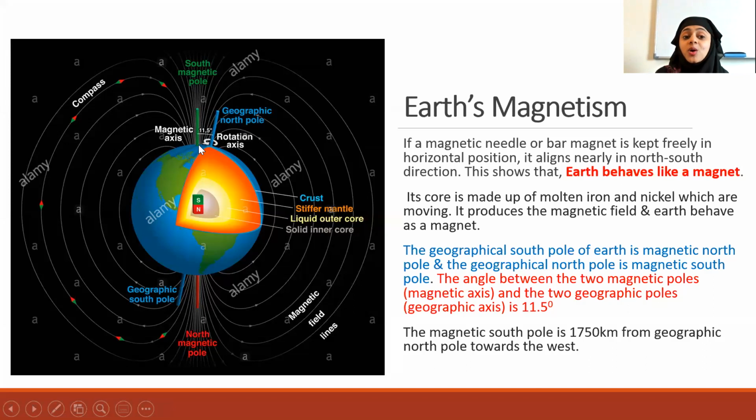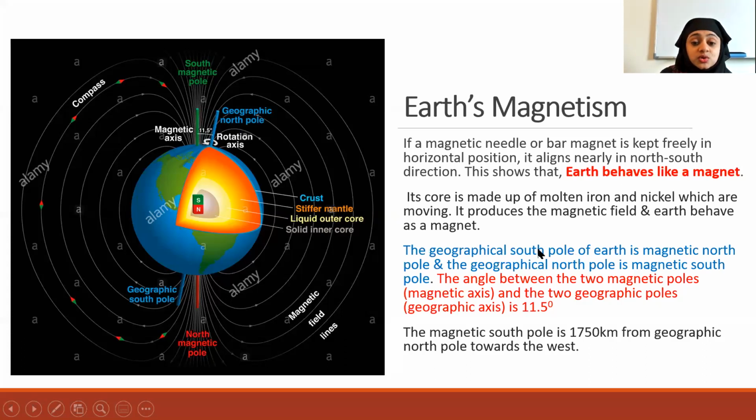That is why the compass north is attracted by Earth. And here, the geographic south pole will be the north magnetic pole. So the geographic south pole of Earth is the magnetic north pole, and the geographic north pole is the magnetic south pole. And they are not exactly the same. There is a small angular difference between the geographic north pole and the magnetic south pole, and that angle is 11.5 degrees, which is a constant.